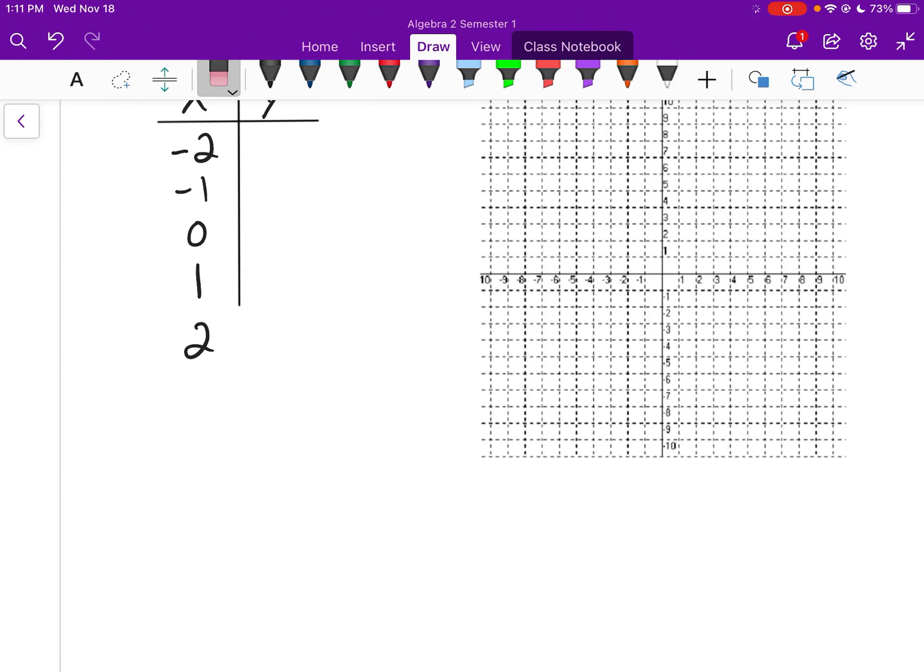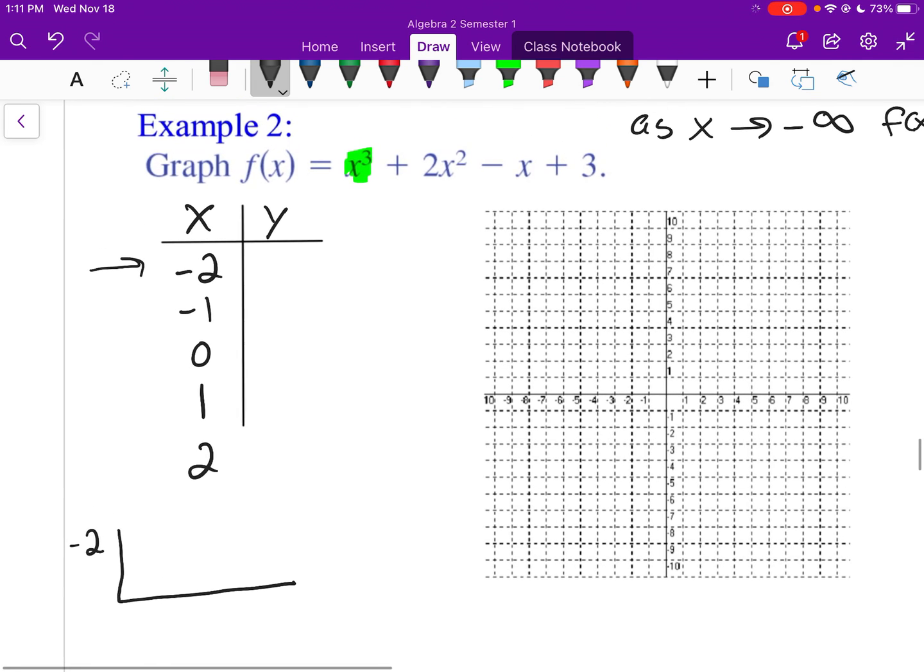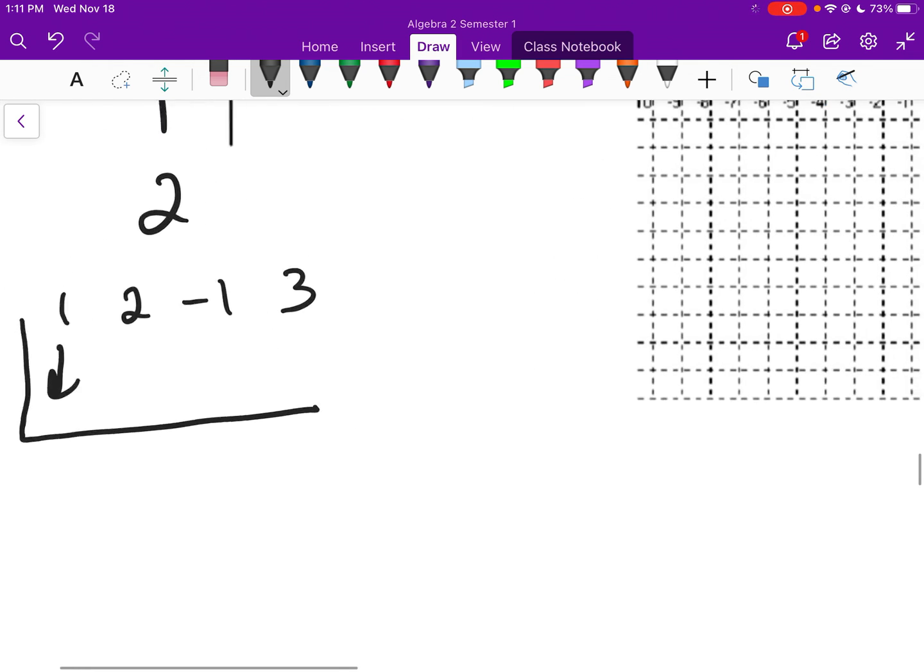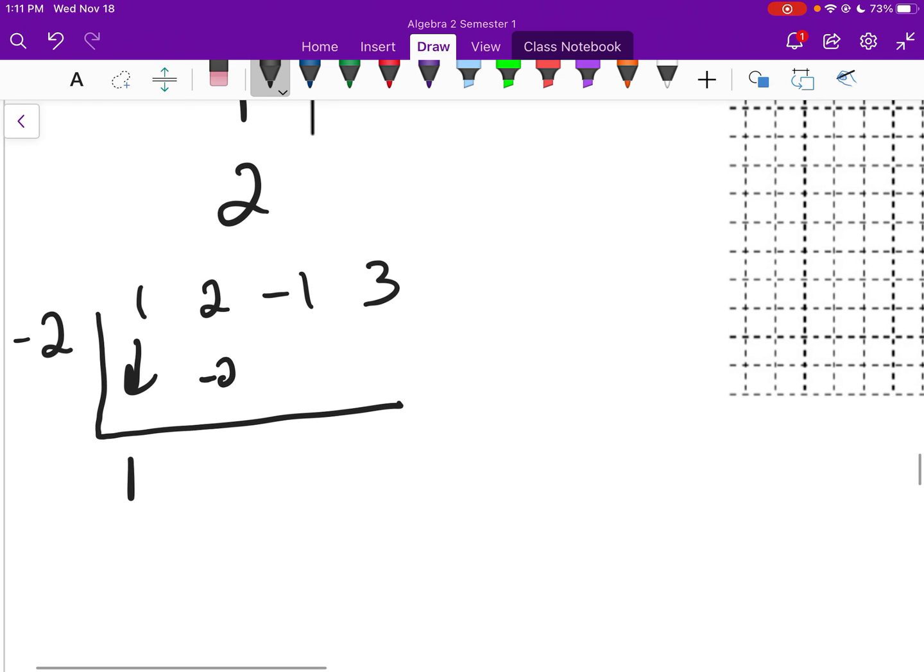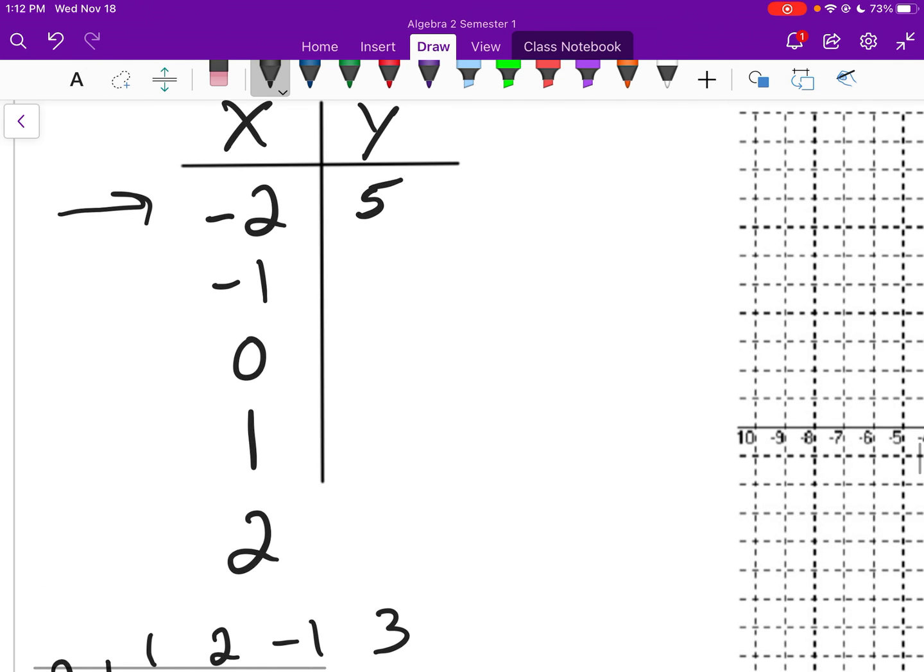So again, when we do this synthetic substitution, we're going to use the x value. If I'm doing -2, that's the value that's going to be on the outside. We have x cubed, so there should be 4 terms in our box, which will be 1, 2, -1, and 3. Again, we drop down that first term, multiply, add, up and down. Multiply times that -2, add up and down. Multiply, add. And that last one will be the value for f of -2.